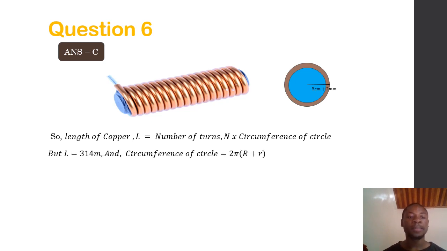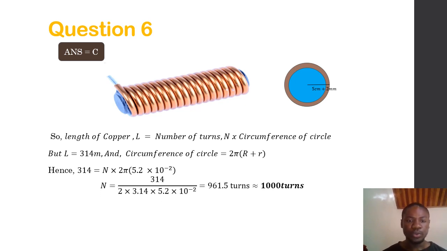So I will have the length of the copper wire is 314 meters, and the circumference of the circle is equal to 2 pi times the radius of the rod plus the diameter of the copper wire. Hence, 314 is equal to the number of turns N times 2 pi into 5.2 times 10 to the minus 2. So N is equal to all that algebra being equal to 961.5 turns, which is approximately 100 turns. That gives us the answer C.